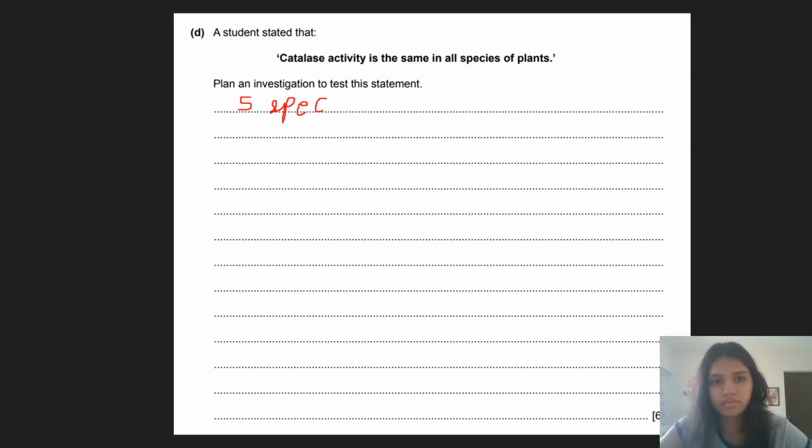Okay, I'm just going to write the whole thing for you guys. My handwriting is not so bad in real life. Okay, so 5 species of plants. And then what we're going to do is we have to have some sort of controls, some sort of standardized variables. So we're going to ensure that we test only the leaf from these 5 species of plants. So we'll test the same part of all species, which is the leaf.